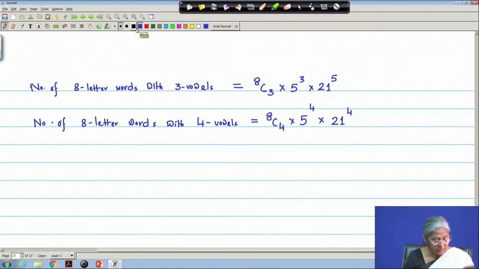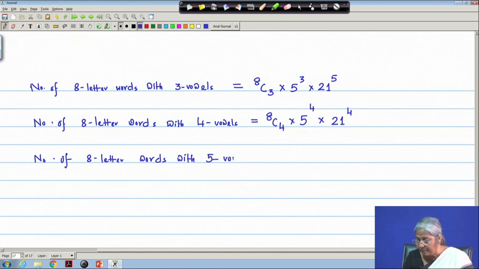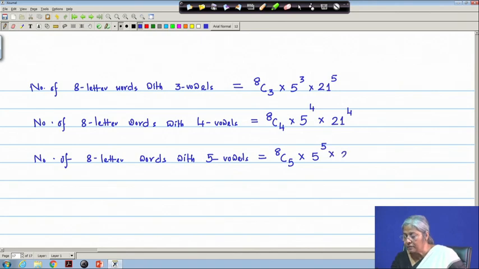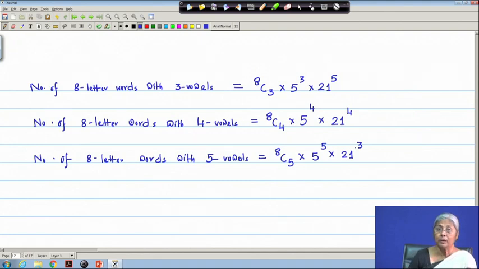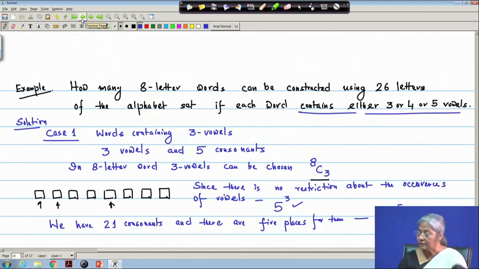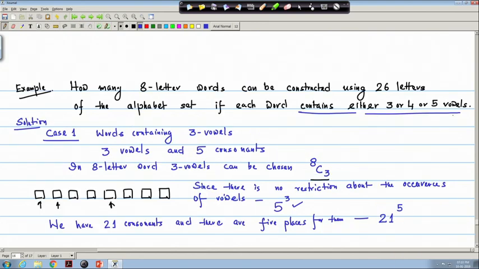Now, the number of 8 letter words with 5 vowels is 8C5, in a similar way, then it is 5 to the power 5, and this becomes 21 to the power 3. So now I have the addition principle, because my question was either 3 or 4 or 5.